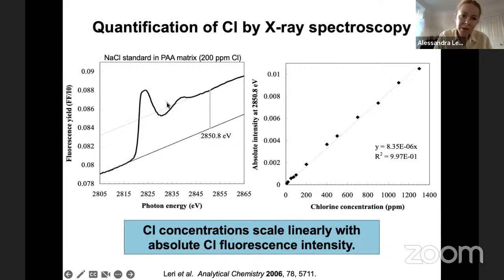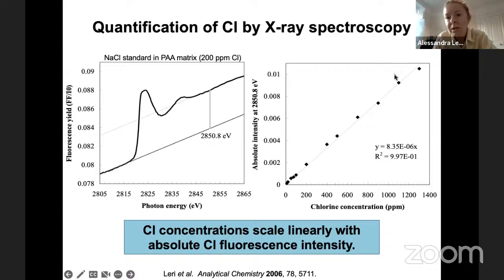So around the chlorine K edge, we have these wiggles that correspond to the speciation of chlorine. But if you go far enough beyond those wiggles, the difference between the pre-edge and the post-edge in fluorescence intensity is proportional to the amount of chlorine you have in the sample, the amount of element you have in the sample. And if you're very careful about sample preparation, you can get a very nice linear correspondence between what we call absolute intensity, as measured between the pre-edge and the post-edge, and the chlorine concentration in the samples.